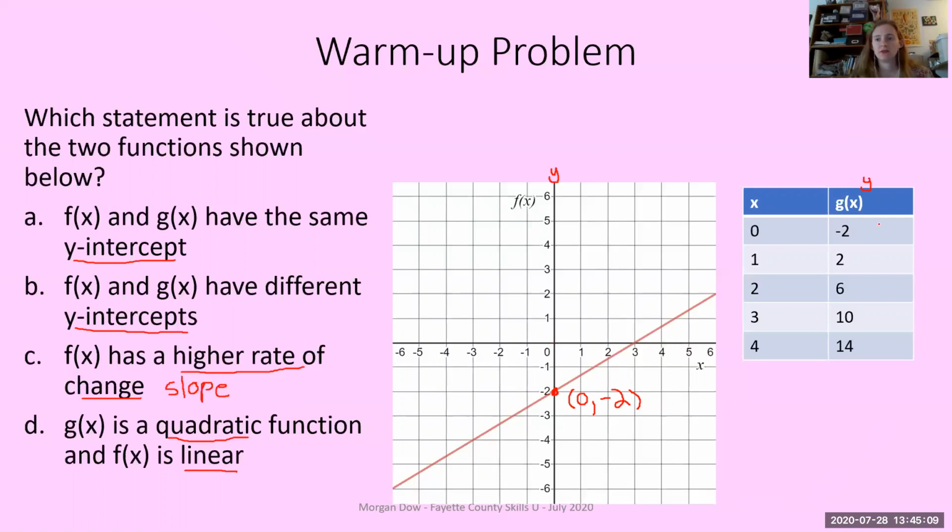Now let's take a look at the second function, at g of x. So if we don't have a graph, if we are just looking at a table or a list of values, one way that we can quickly identify the y-intercept is by looking for where x is 0. So notice here on the graph, the y-intercept was this red point that had an x value of 0. That's always going to be true for the y-intercept of any function. So we can look for that in a table, and if they were kind enough to give us that point directly in the table, it'll make our job a lot easier.